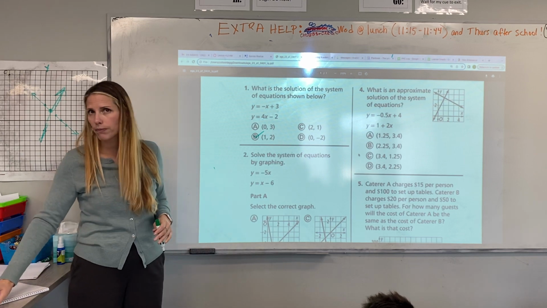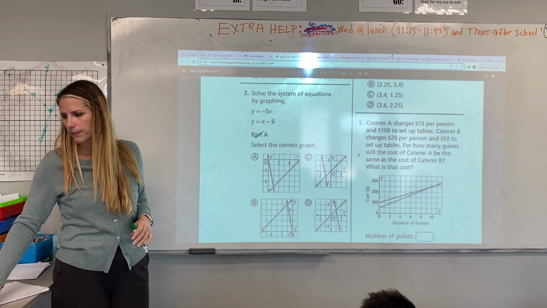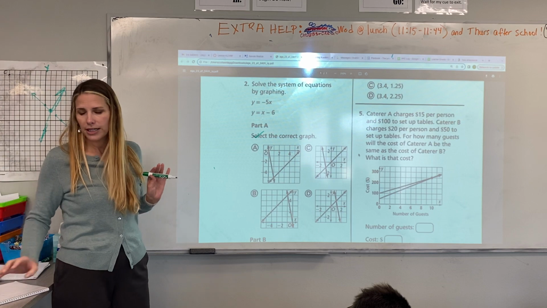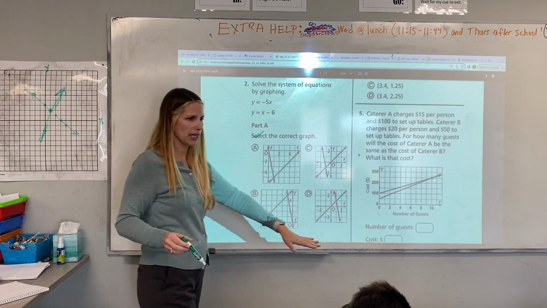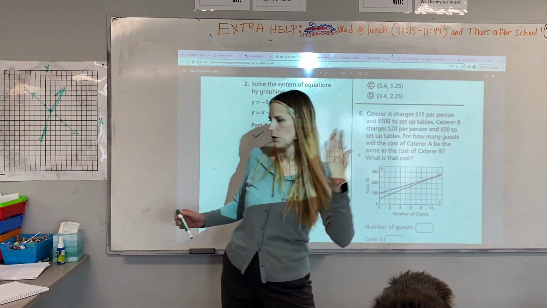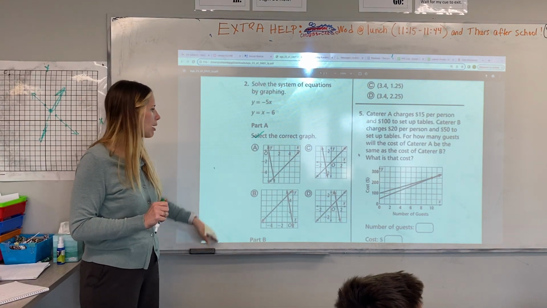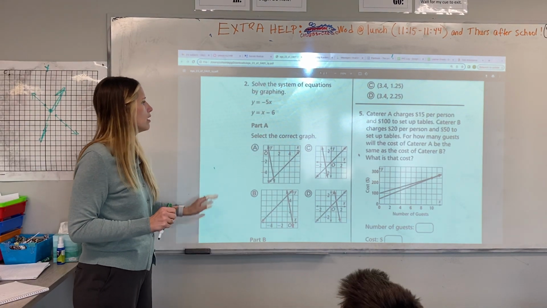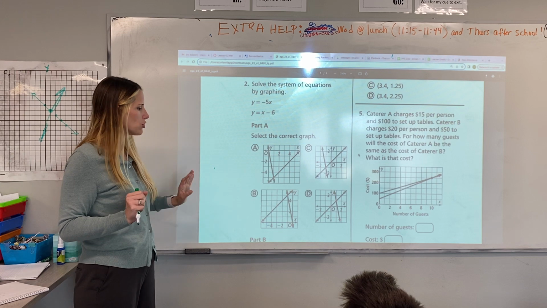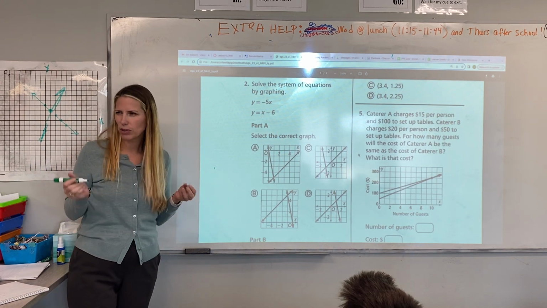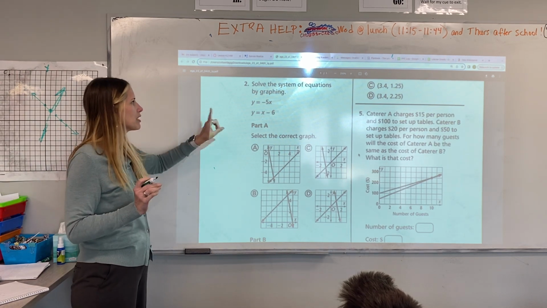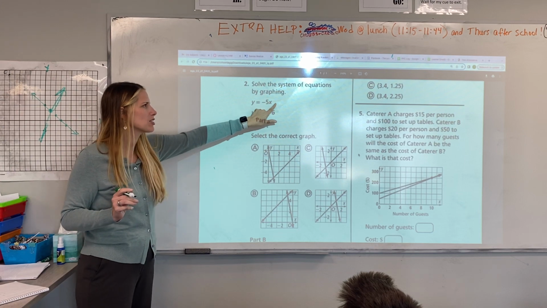For number 2, this one was a little tricky for a couple of reasons. The graphs don't really extend as much as I would like them to, those lines, but let's just take a look. And it's tricky here because there's no y-intercept.